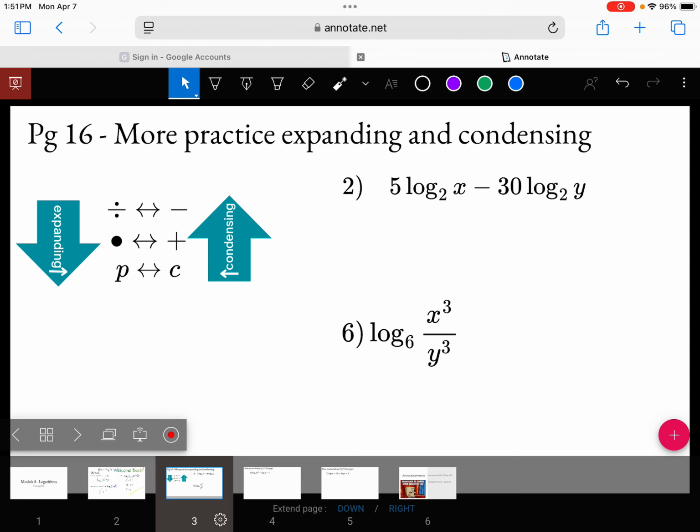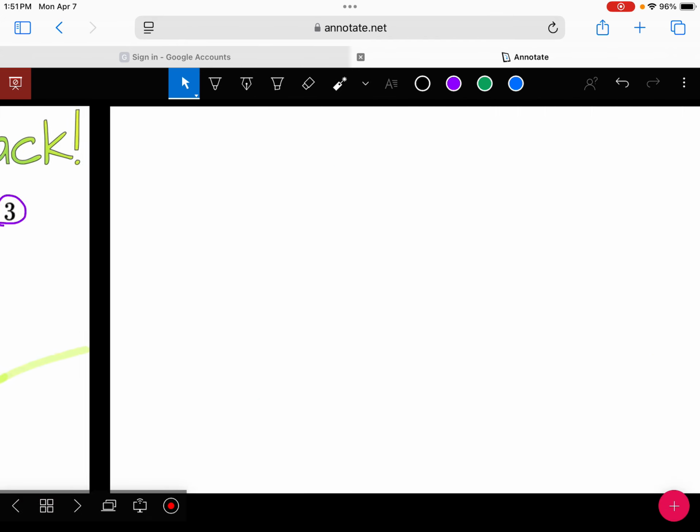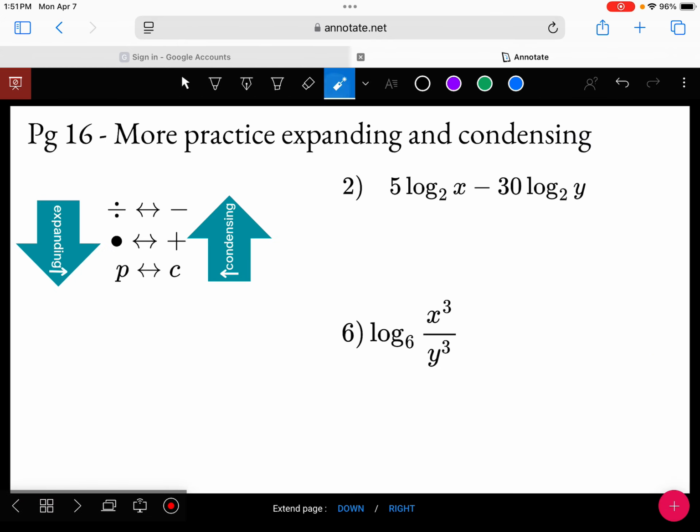What this is showing us is the relationship between our division and subtraction that go together, our multiplication and addition that go together, and our powers and coefficients. That's what the P and C are. If we're expanding, we go from the top down and left to right. Division becomes subtraction, multiplication becomes addition, powers become coefficients. If we're condensing, we're going the other way. Coefficients become powers, addition becomes multiplication, subtraction becomes division. So whether we're trying to make it bigger or smaller shows us what we're doing. It's a shorthand way of doing everything we did for a week before break.